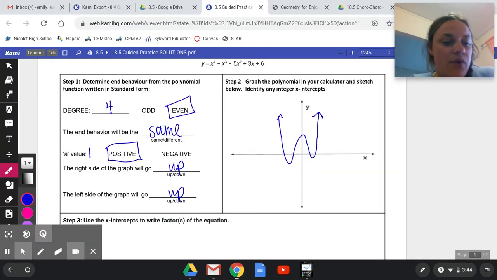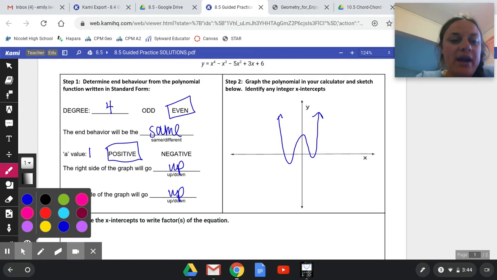And I can just see those on the graph. So my next step is to identify where those roots are. I can see right here at -1, I had a root. And then right here at +2, I had a root.